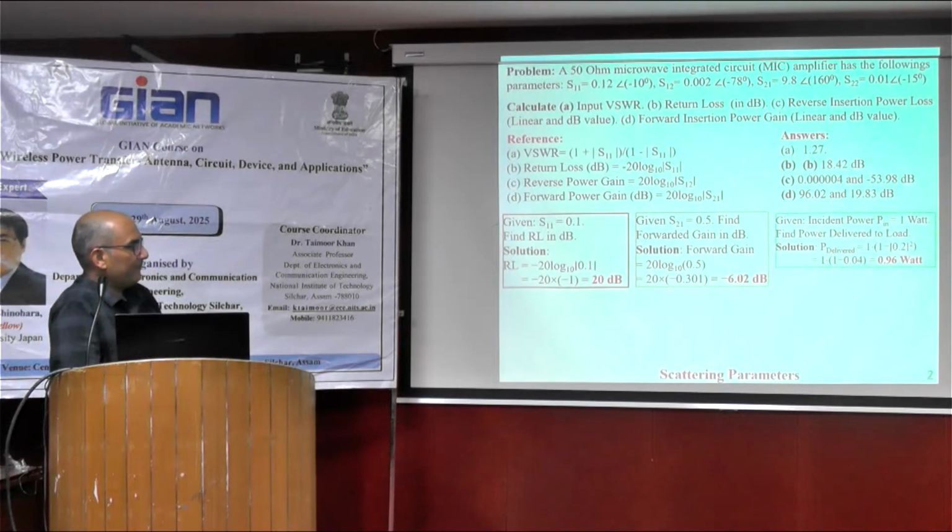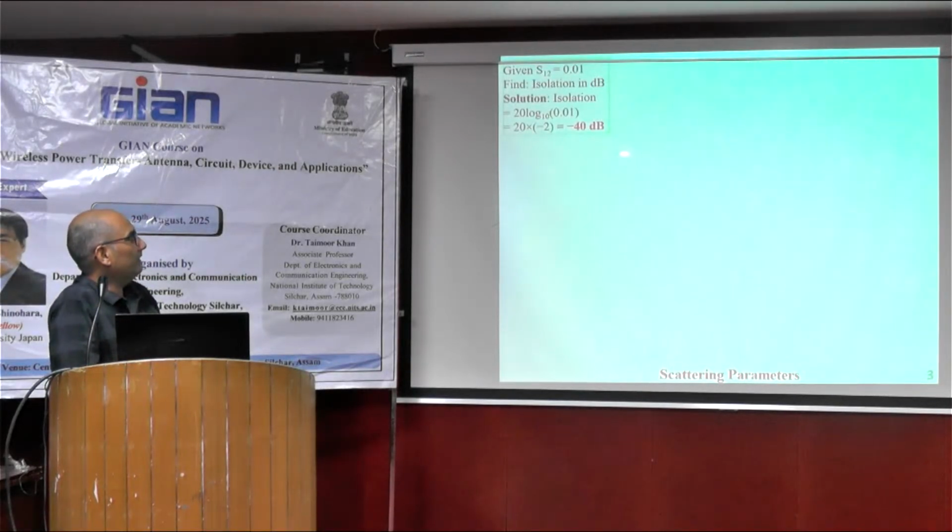Then power, input power 1 watt. Find the power delivered to the load. For that one formulation was there, 1 into 1 minus mod of P in square, then it will be 0.96 watt. Just see this one, 1 watt input and finally at the load it is coming 0.96 watt. 0.04 watt is lost somewhere in between, that is okay.